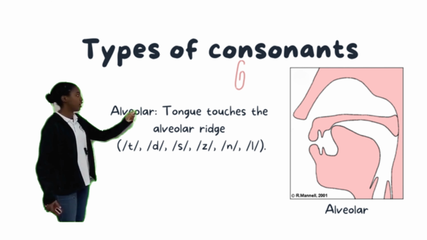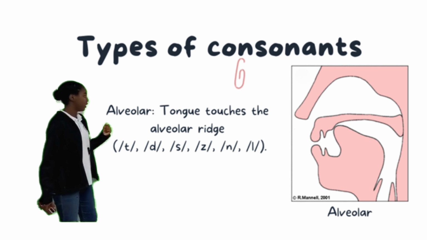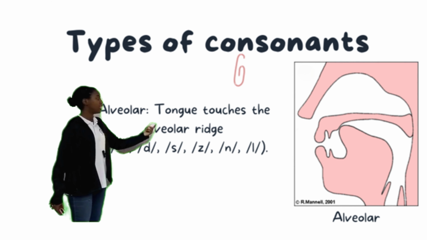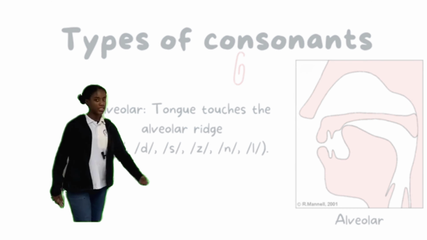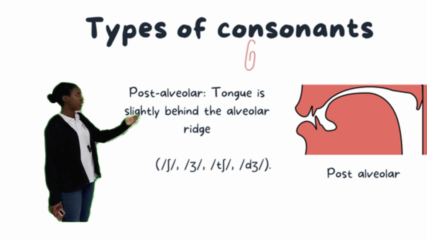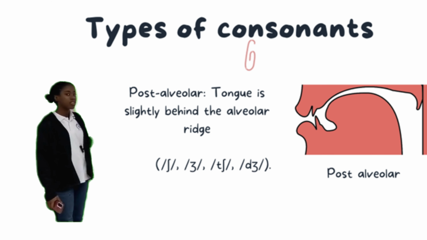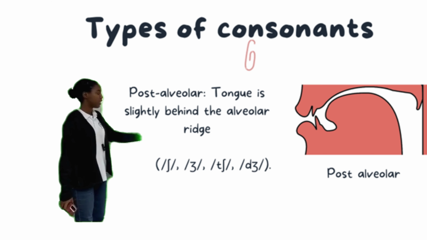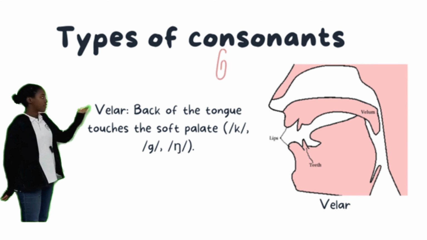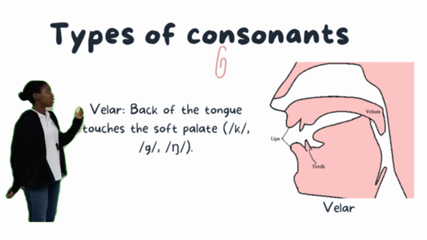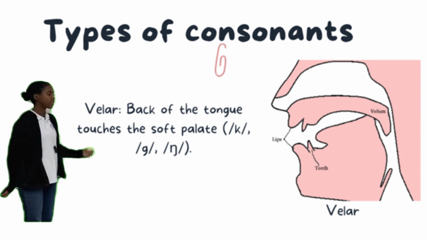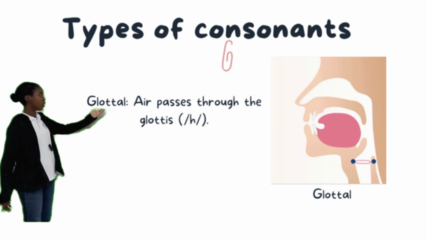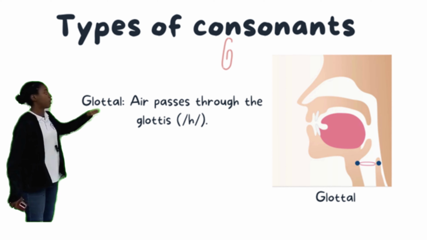We have alveolar, where the tongue touches the alveolar ridge, such as t, d, z, s, n, l. We have post-alveolar, where the tongue is slightly behind the alveolar ridge, such as sh, zh, ch, and j. We have velar, where the back of the tongue touches the soft palate, such as k, g, and ng. And we have glottal, where air passes through the glottis, such as h.